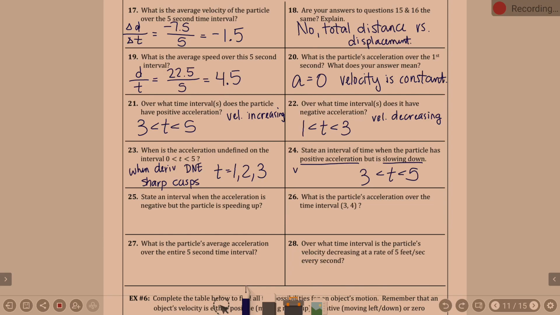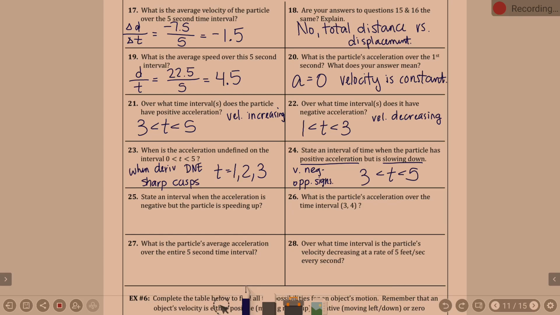I wrote down velocity negative and opposite signs. Okay, a couple different ways you can think about it.